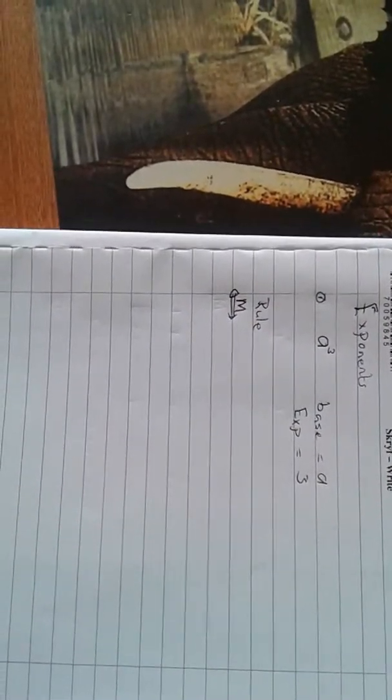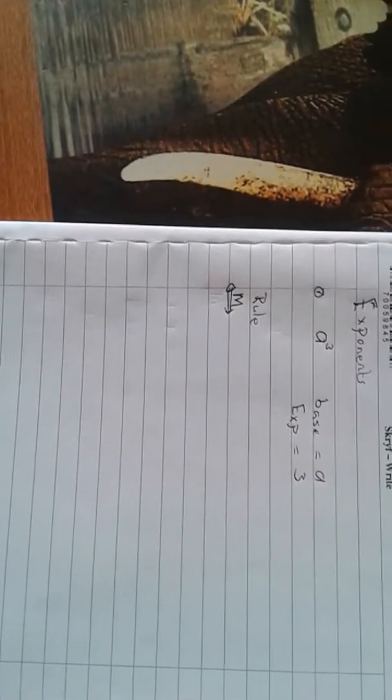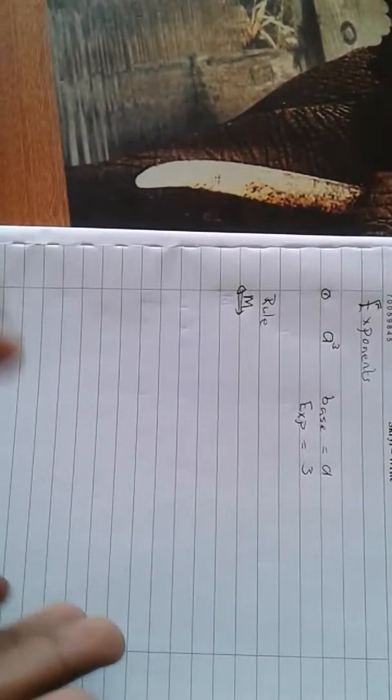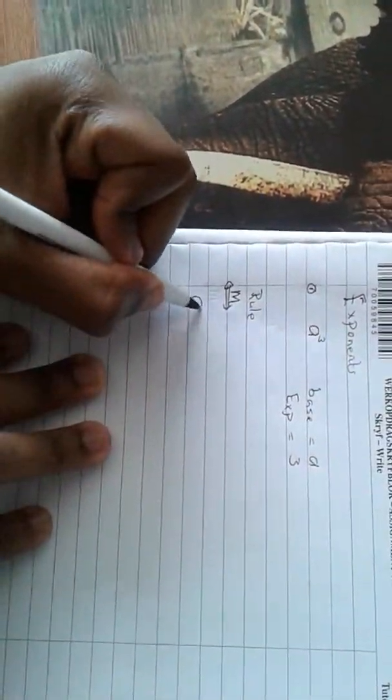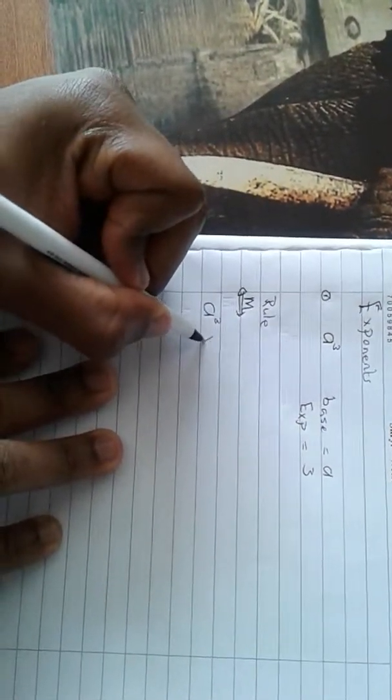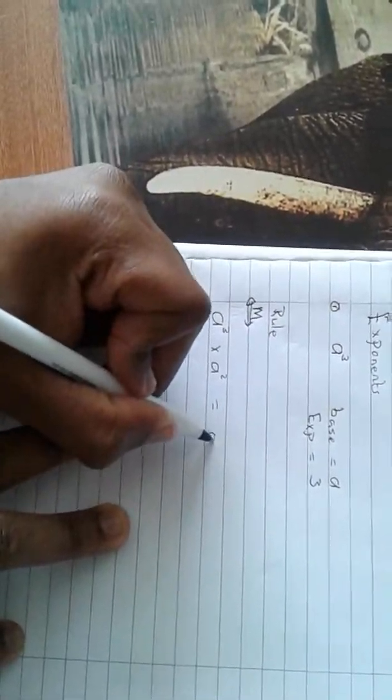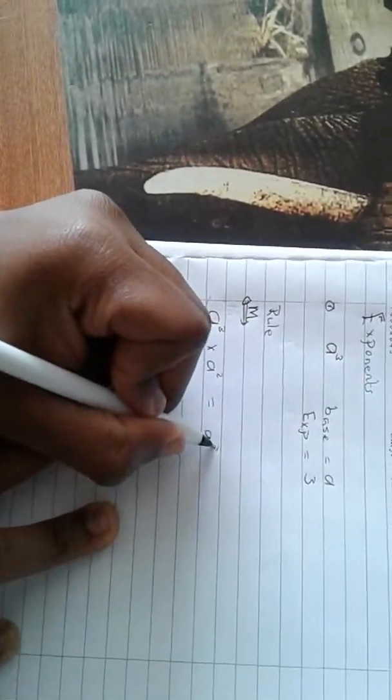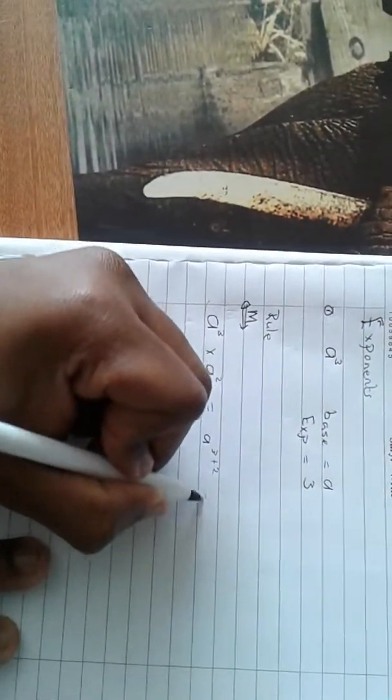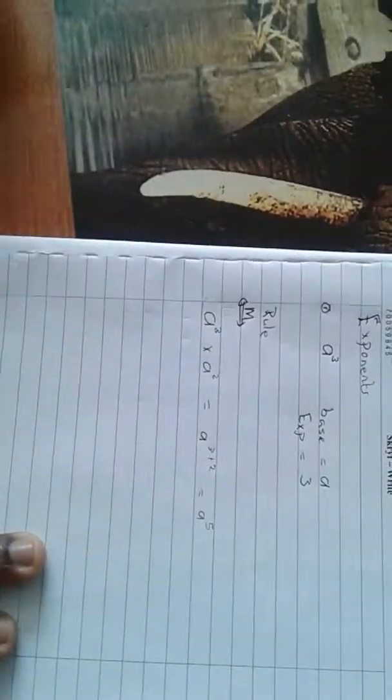The multiplication rule says if you have like terms and you are multiplying them, you just add the exponents. So if you have something like a to the power 3 times a to the power 2, you take the base of the like term, just a, and then you say 3 plus 2, which will give you a to the power 5.